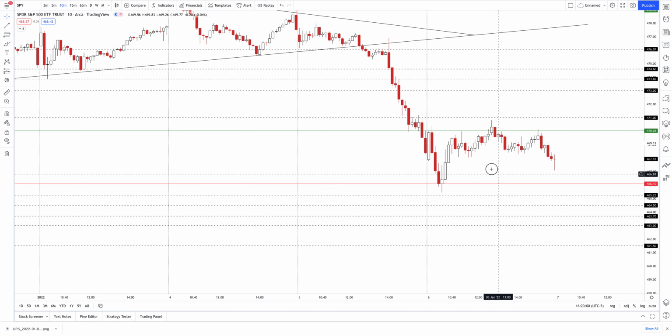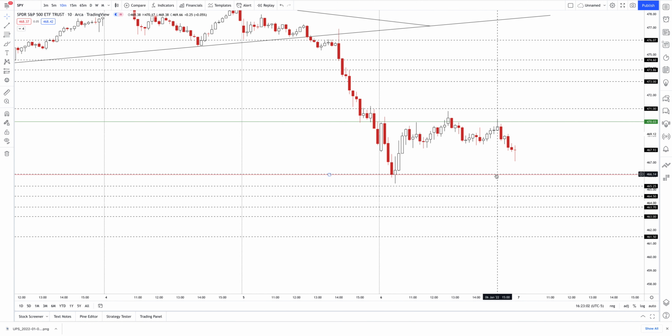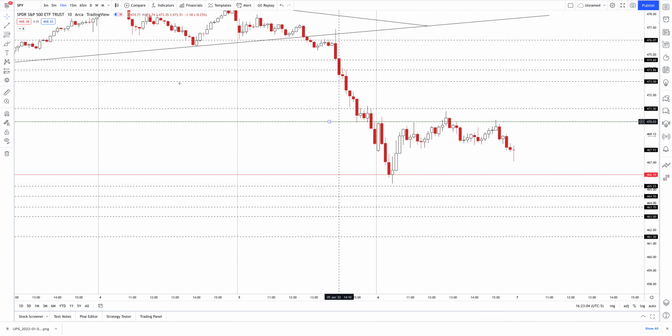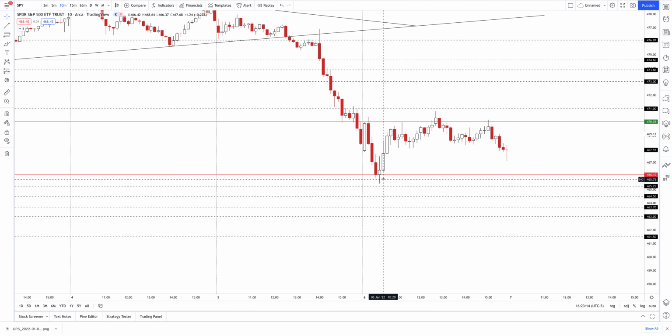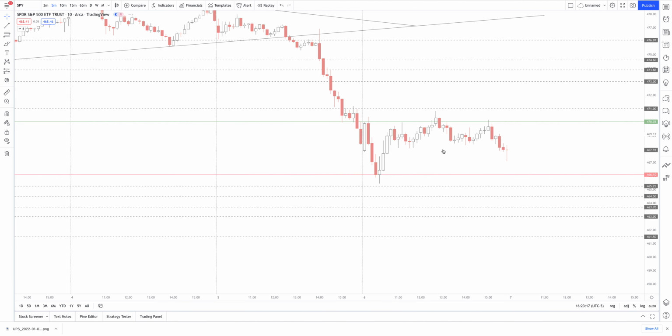466.09, which gave us a trigger to the downside on the 10-minute time frame. So we're talking a penny below our trigger, 466.10. And then at which point you pop on the chart in Discord and you see that price had already gotten below that low.